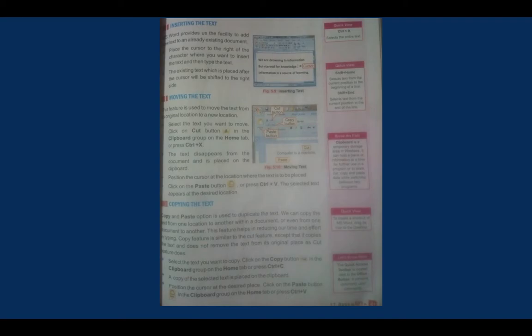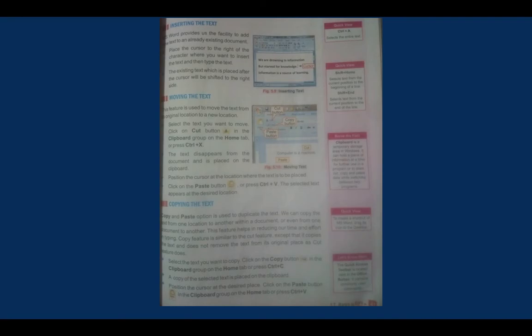MS Word provides us the facility to add new text to an already existing document, right? As I told you, you have done your Form 4 file yesterday, and today you open it and make changes. It will allow you to do that. Place the cursor to the right of the character where you want to insert text and then type the text. The existing text which is placed after the cursor will be shifted to the right side. Yes, suppose this is a paragraph. Here we are drawing information but starved for knowledge, right?